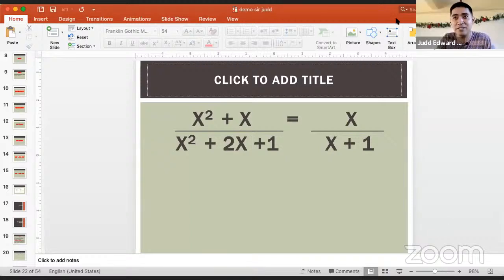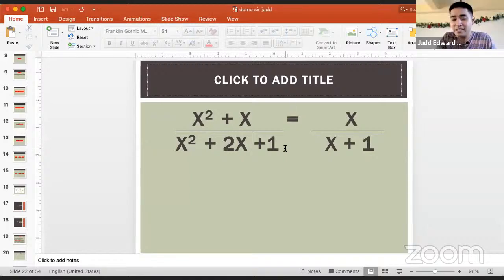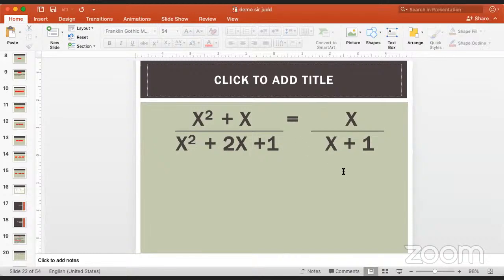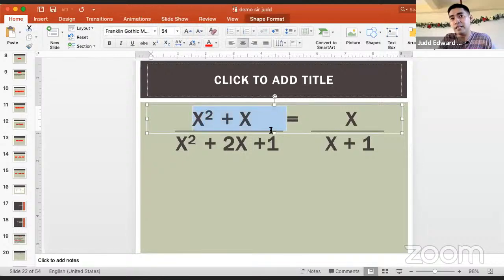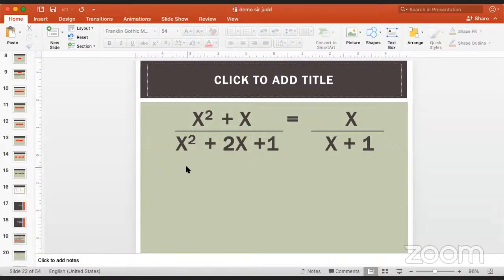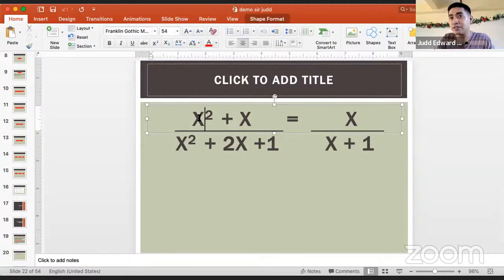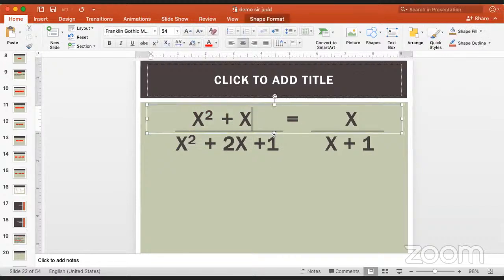Okay, Miss Senados, what is your answer? Identity po. Paano siya naging identity? Kasi po equal po yung left side sa right side. So what is the factored form of the left side? X over x plus 1. Ano yung magiging factor nung left side natin? If this is x squared plus x, it becomes x times the quantity x plus 1. X plus 1 po.